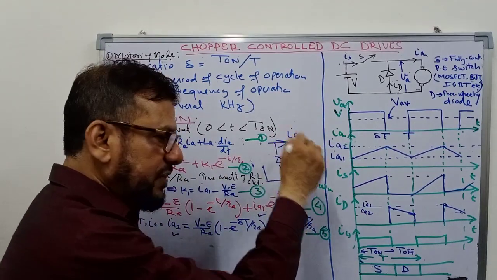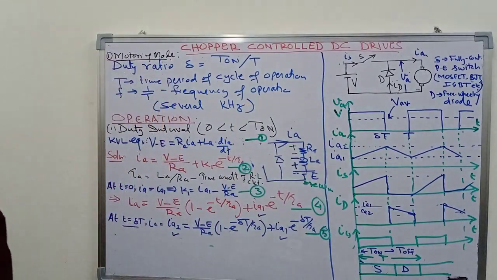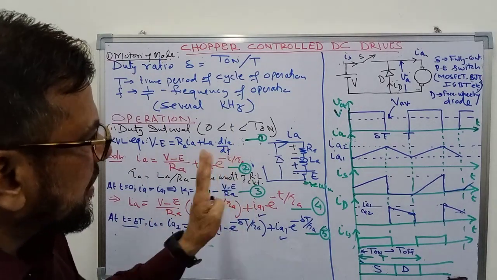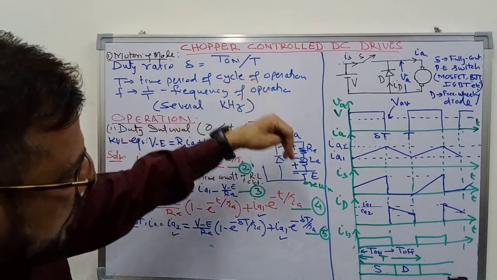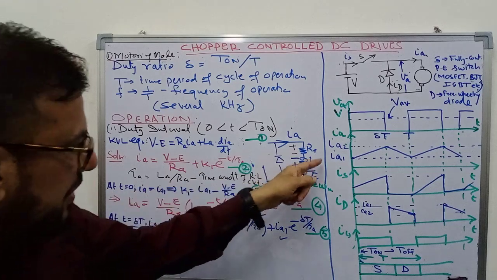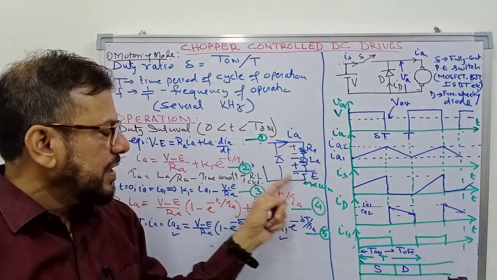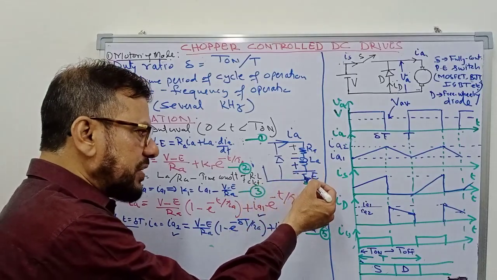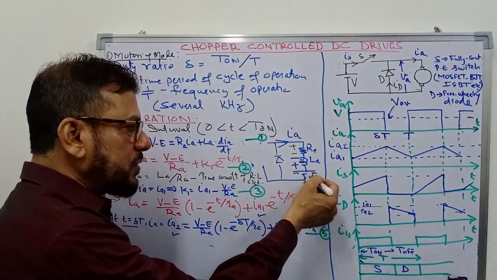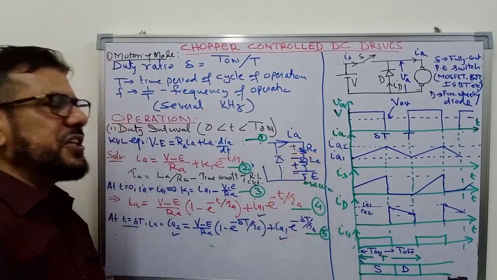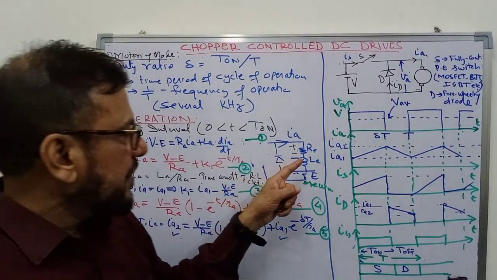It will start freewheeling through this diode. Freewheeling means there is no opposition here, the source is not connected here, and the current will start decreasing. Energy stored in the inductance will start dissipating, and this energy will be converted into mechanical energy by the motor, and the remaining will be dissipated as heat in the armature circuit resistance.